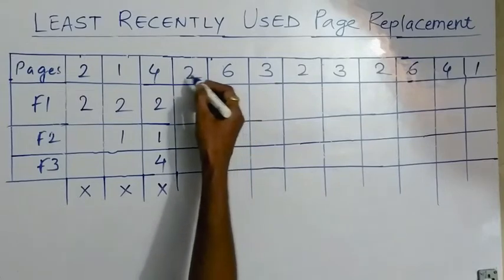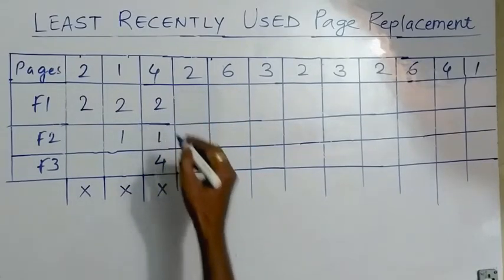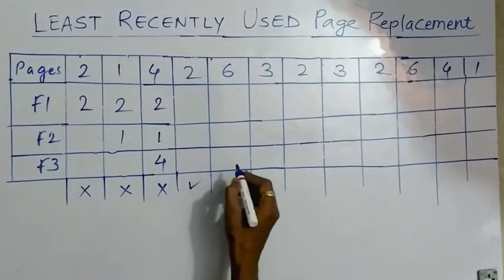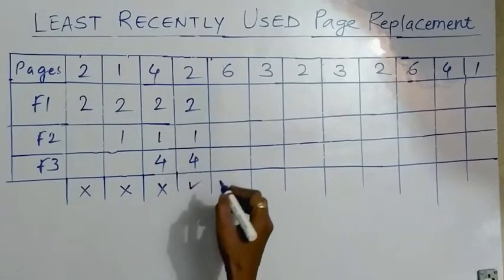Again a new page has come, page number 2, which is already available inside the main memory system. So here a page hit will happen. So we are going to write 2, 1 and 4.